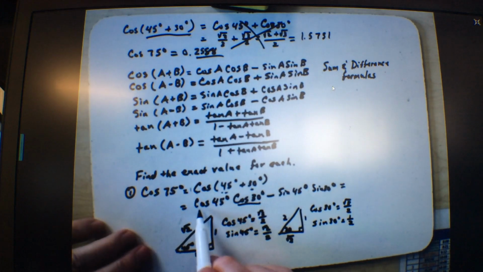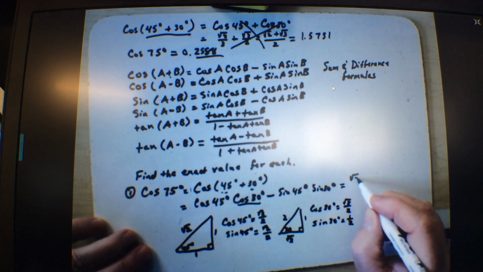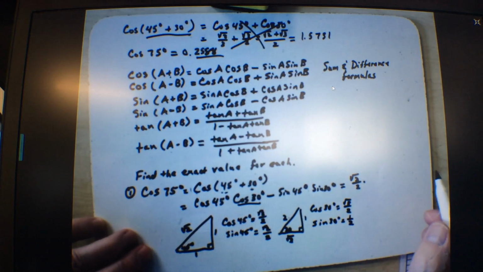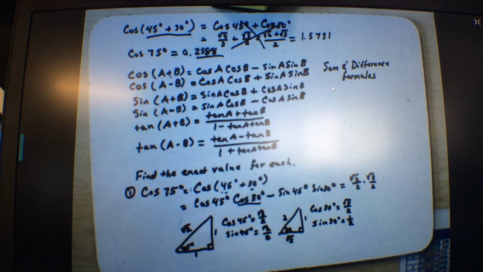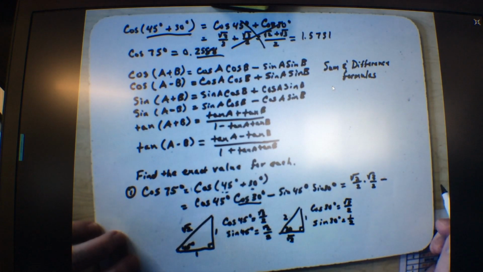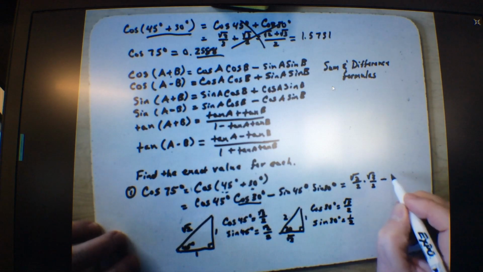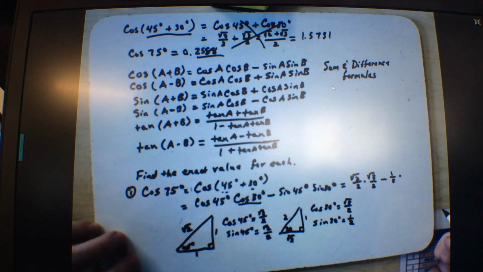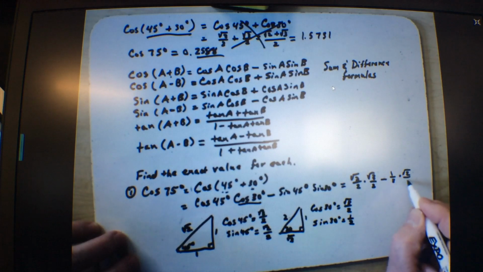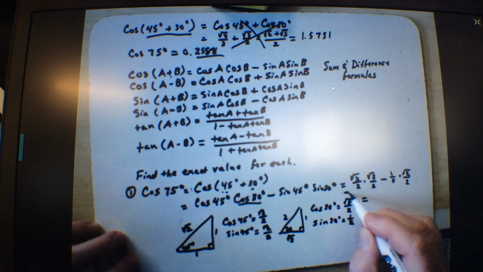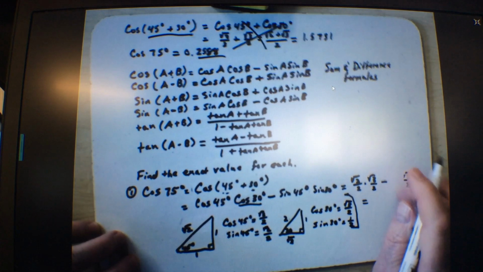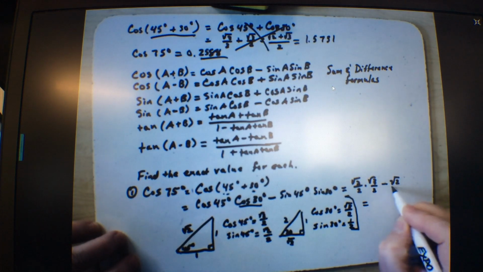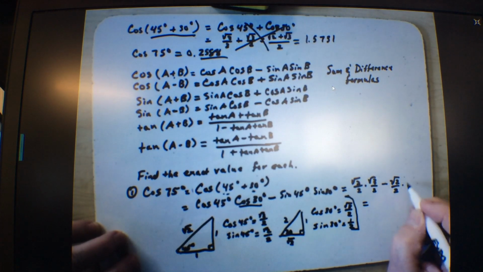If I just go left to right, cosine of 45 degrees is the square root of 2 over 2 times the cosine of 30, which is the square root of 3 over 2. Is that correct? All right. Minus the sine of 45, which is the square root of 2 over 2, times the sine of 30, which is 1/2. I'm sorry, those are reversed, other way around. It doesn't matter, but we want to make sure we get it right, especially for Maggie. So then times 1/2, is that correct?